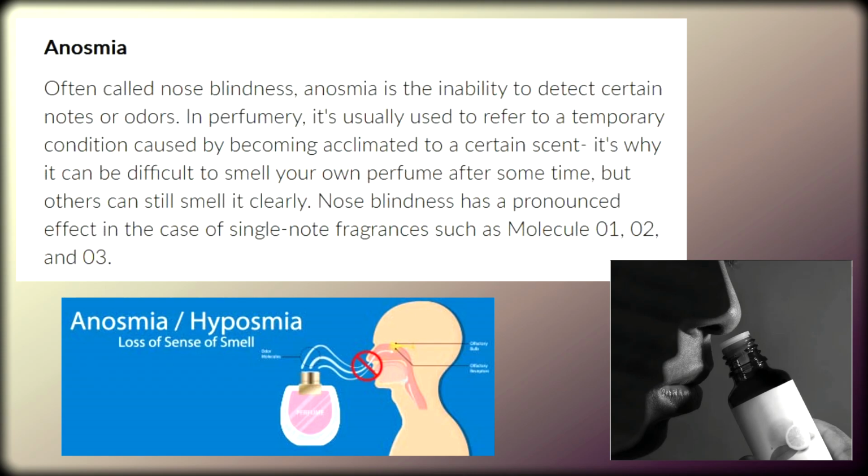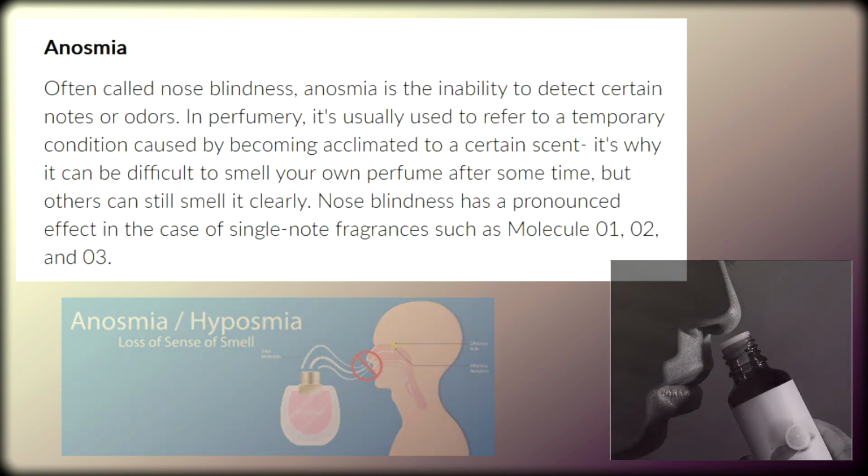Anosmia. So this is nose blindness. This can happen when you've smelled something so many times and so often you kind of lose sense of it. People will load themselves up with the same cologne every day and not smell it and keep pumping out the sprays, and everybody around them is choking and they don't understand why. Also, single note fragrance molecules like Molecule 1, 2, and 3, a lot of people can't smell those right off the bat. Some people have nose blindness to specific scent molecules, which is interesting.